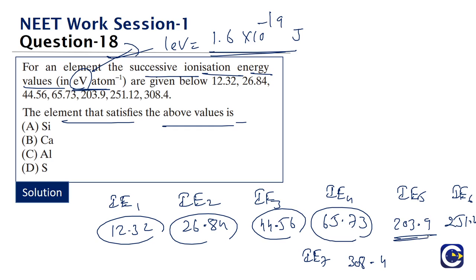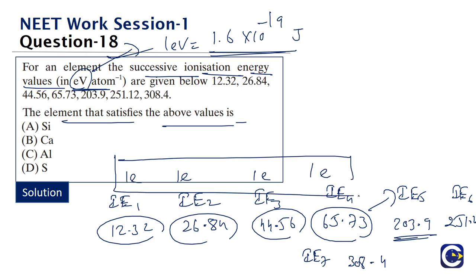Suddenly it is becoming 203.9. You see a large jump. You see a large jump from 65.73 to 203.9. Which means what? Here we removed 1 electron, 1 more electron, 1 more electron, 1 more electron. After removing 4 electrons, totally how many electrons we removed? 4 electrons. Okay. The removal of the 5th electron is requiring a lot of energy. Means what? Maybe the element is moving away from a very stable arrangement. That is why you are requiring a lot of energy.